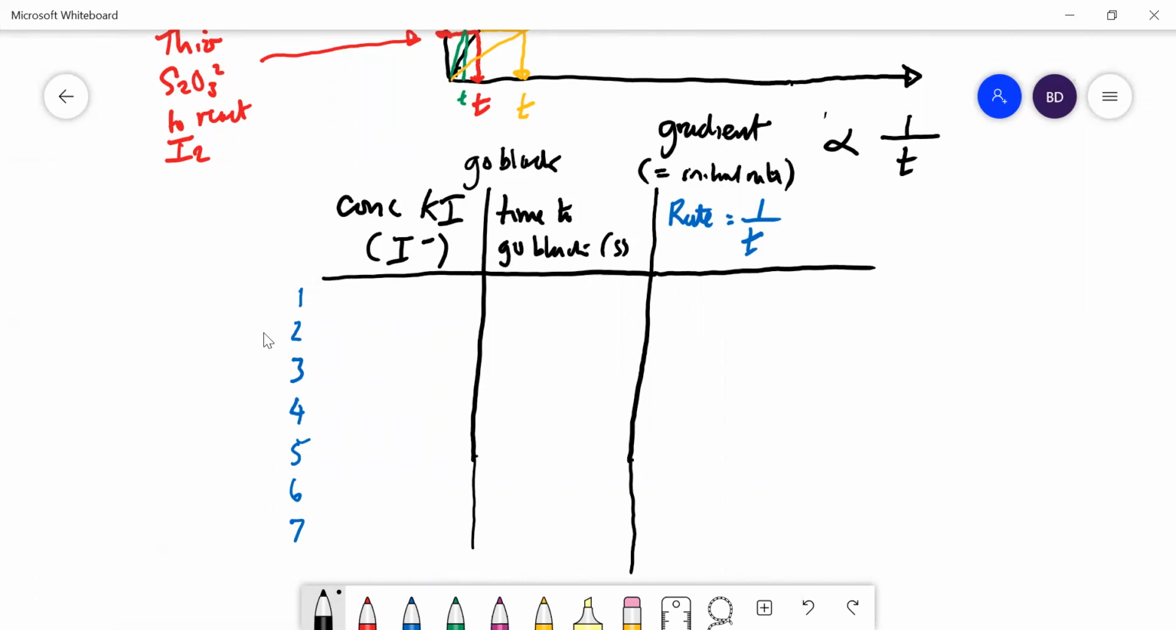So we've got our results there. Then we've got all the data we need. We've got the concentration of I minus against rate to see, if we double the iodide concentration, do we double the rate or do we quadruple the rate? So we can tell if it's first, second, or 0 order. But there is a bit of a better way of doing it than that.